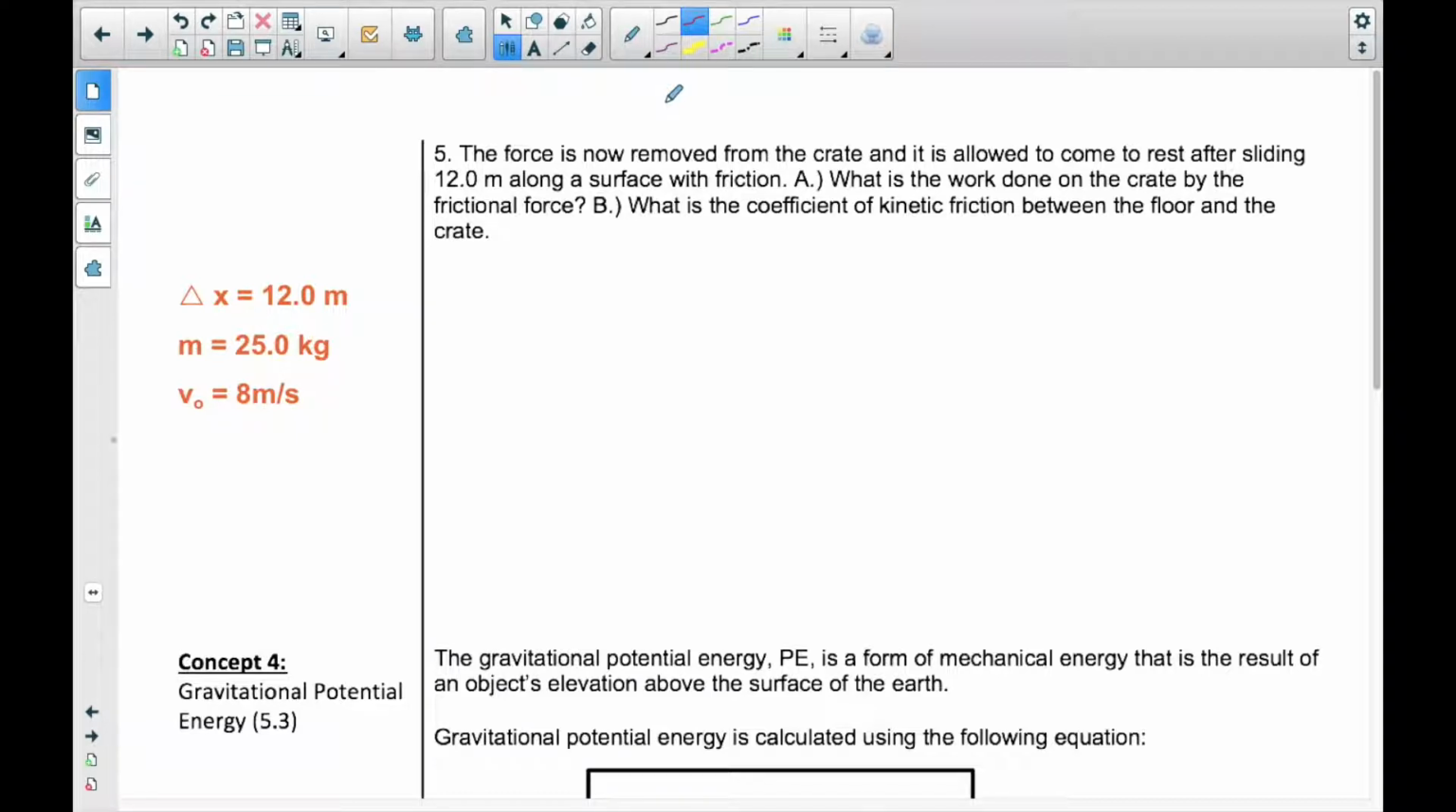Out in the margin, I have that our distance is going to be 12 meters. Our mass is still 25 kilograms. The velocity, that's the velocity that we just figured on the other side. That's where that 8 is coming from.